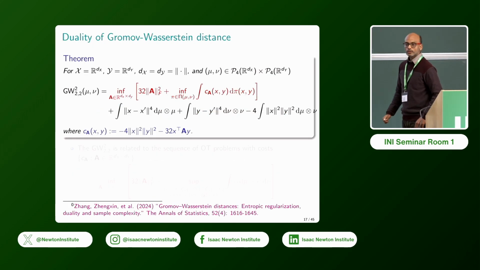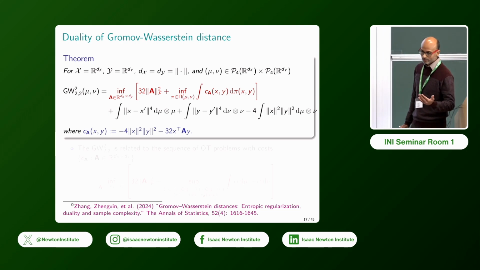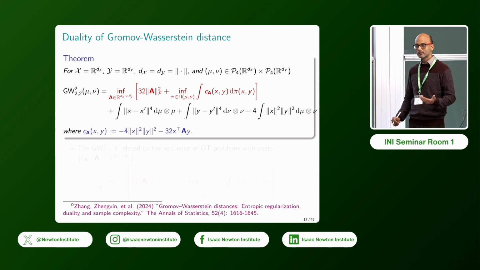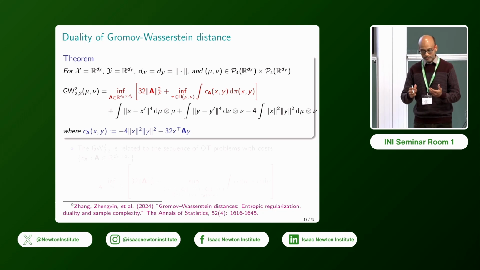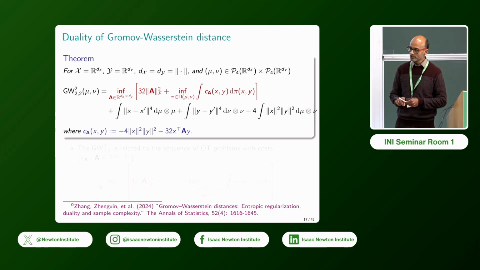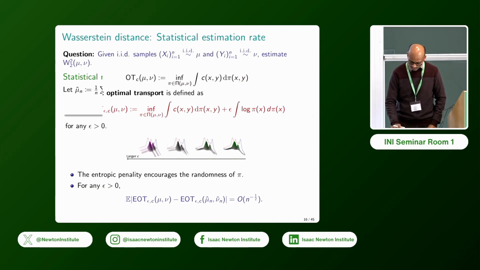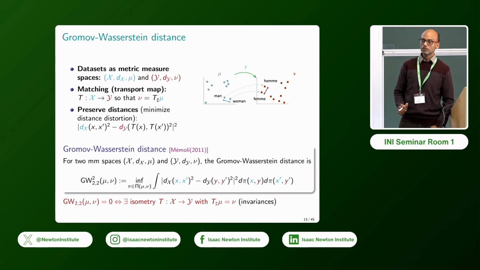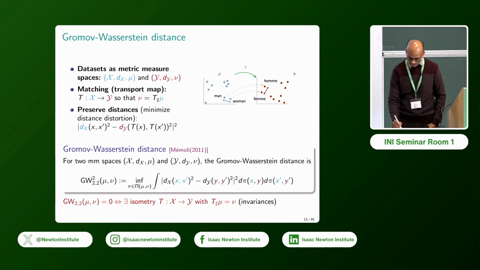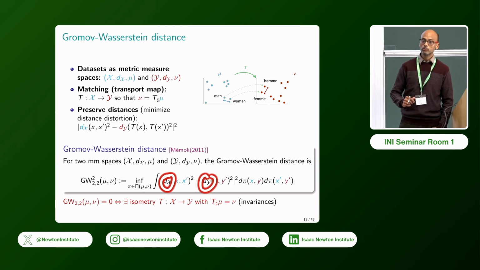Now we want to ask the same question with respect to the Gromov-Wasserstein. Suppose I want to estimate the Gromov-Wasserstein based on samples, how do I do that? Before I ask that question, we first get this duality result. When I introduced Gromov-Wasserstein, let me go back, it was pretty generic. There is a certain metric on the X space, and a certain metric on the Y space.